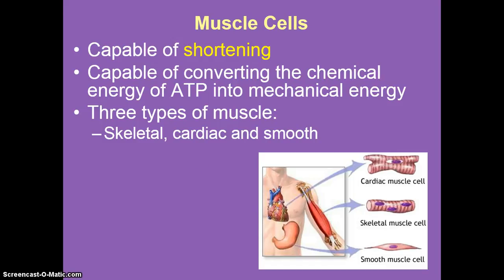All right, so I'm going to talk about the three major types of muscle tissue. You were already introduced to this material when we covered histology, so a lot of this should be familiar to you. All three types use ATP or chemical energy to create mechanical energy, meaning movement or force.